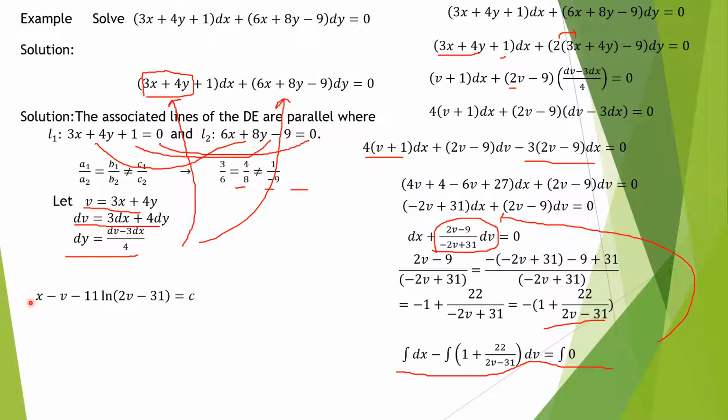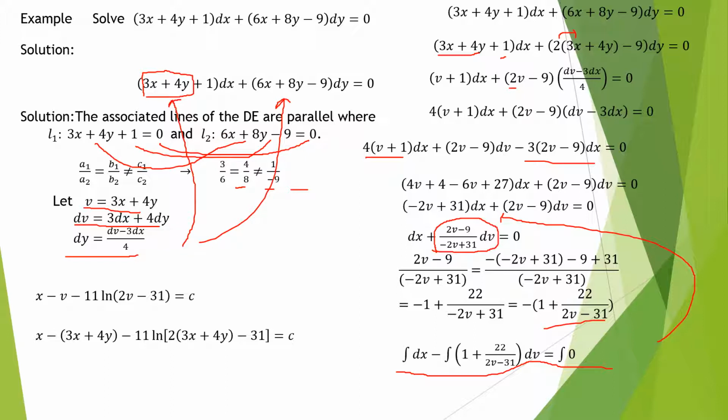X minus what? B, and then minus, if you let u is 2v minus 31, that is du is 2 dv. So you just have to divide 22 by 2. That's why you have negative 11 there. Ln of what? 2v minus 31.